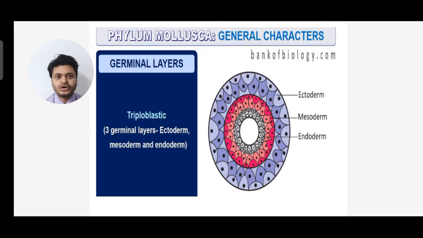Next, I talk about the germinal layers. You can see they are triploblastic in nature. That means these organisms have three germinal layers: outer ectoderm, middle mesoderm and inner endoderm. You can see the figure of the outer ectoderm, middle mesoderm and inner endoderm.